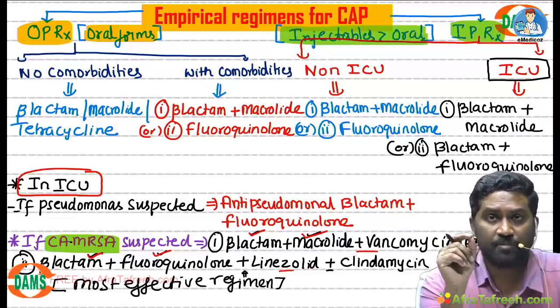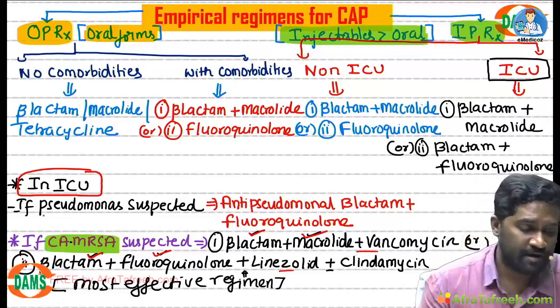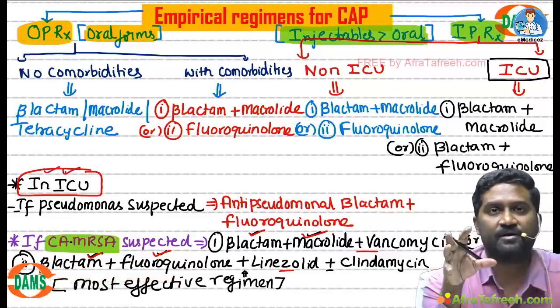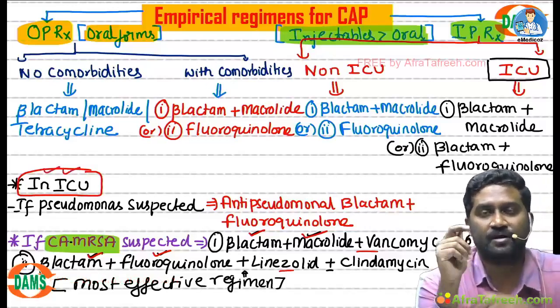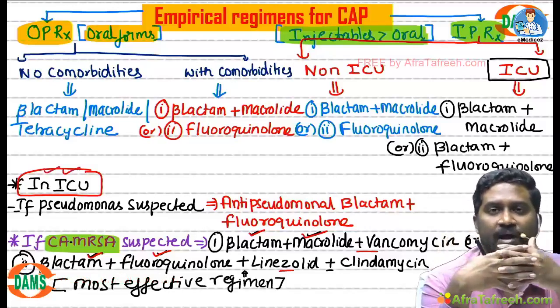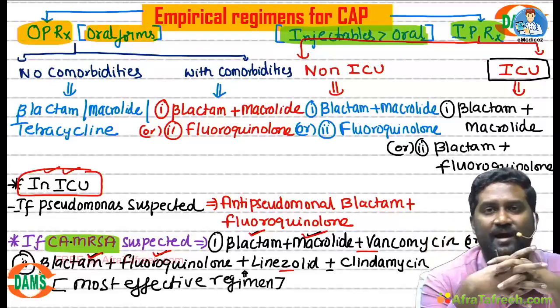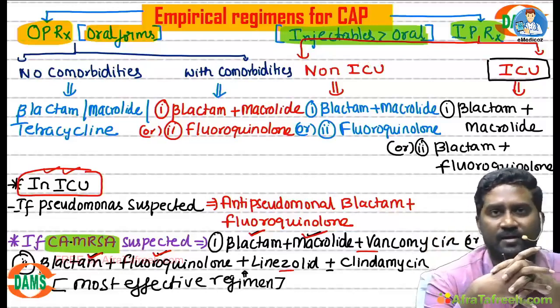So, the bottom line here is, whenever a patient is in ICU and you are treating for a severe community acquired pneumonia, you should give an antibiotic regimen which has broad activity against the common organisms.